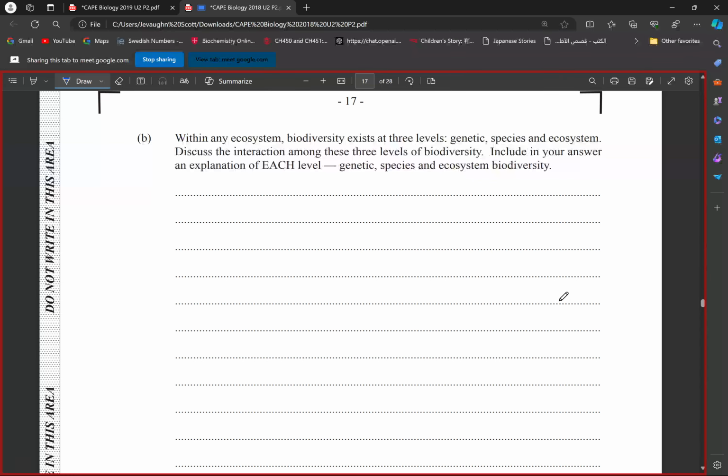So they're all interconnected. How are they interconnected? Discuss the interactions among these three levels of biodiversity. It's in the question. How are they interconnected? Should I continue, or does anybody else want to answer how they're interconnected? How do they interact with each other?